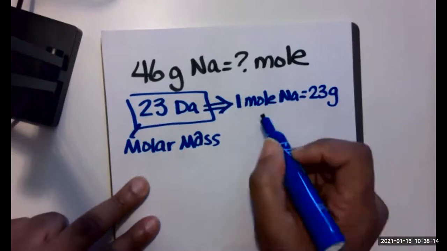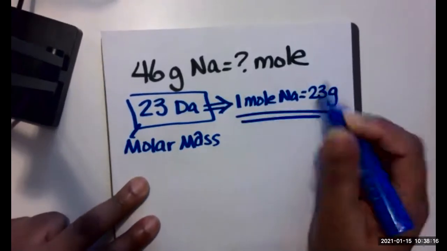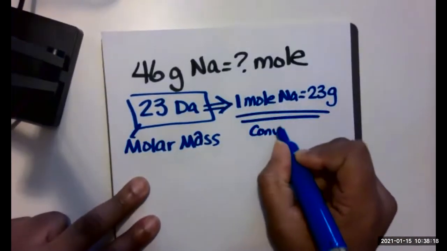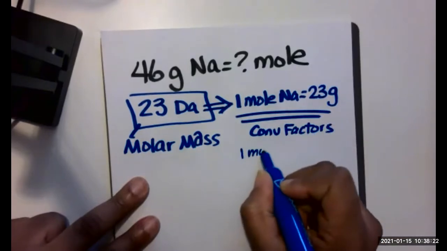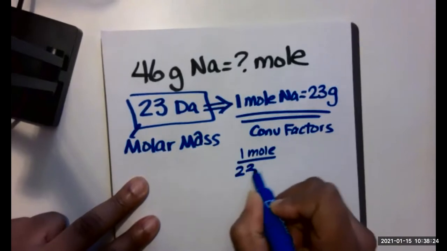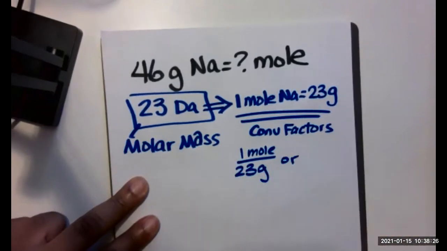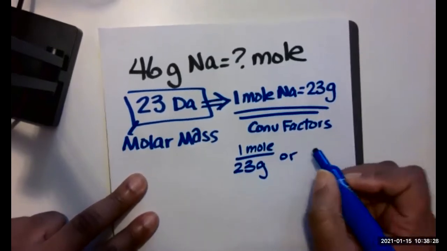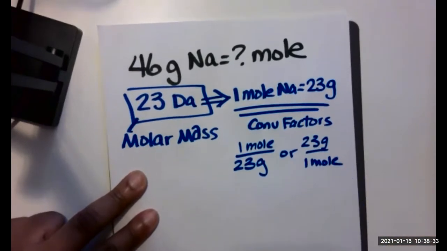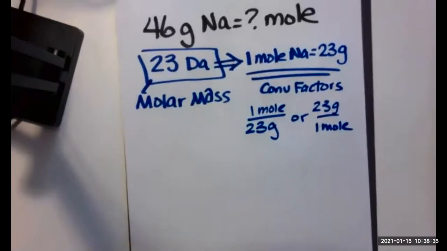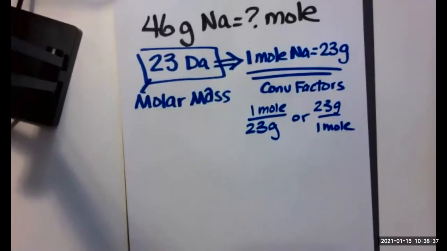Manuel, what are my conversion factors then? So your conversion factors would be 1 mole over 23 grams, or it would be 23 grams over 1 mole. Beautiful. All right, Tanner, I'm ready to do my solution. What am I starting with?